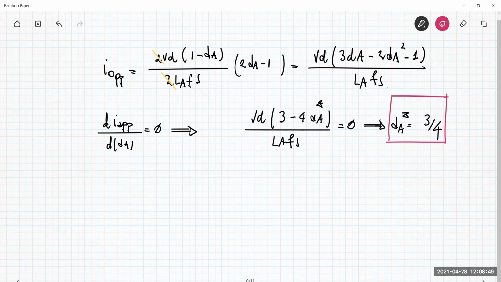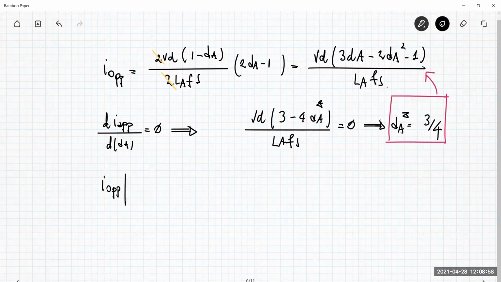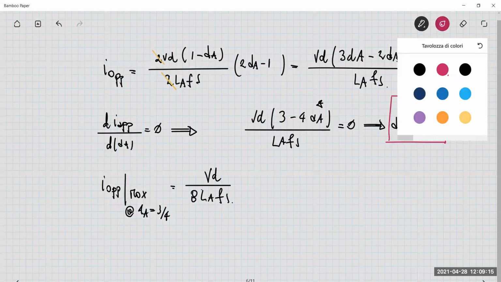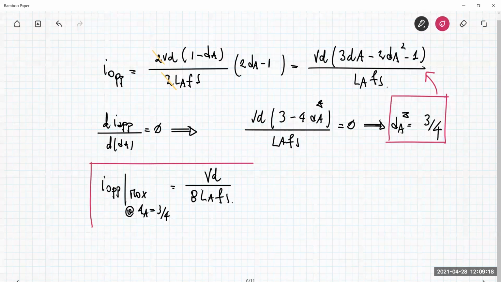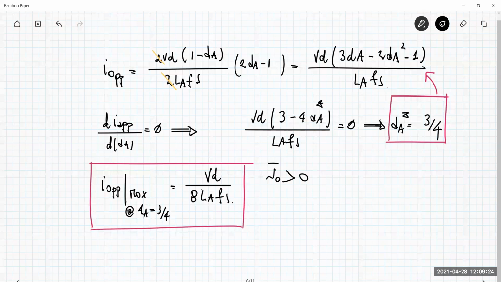Okay. Put this duty cycle inside the ripple expression, then you can get that the maximum value of the ripple, which by the way is obtained for duty cycle 3 over 4, is Vd over 8 LA Fs. This is just for V naught average value, which is positive. And by the way, this value is the smallest one found out so far.